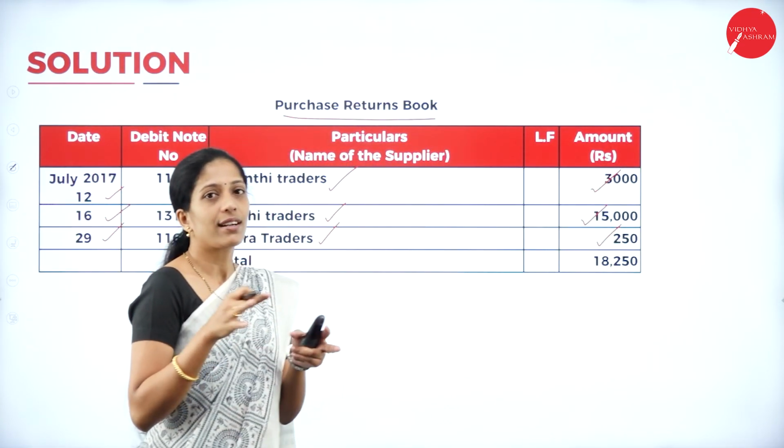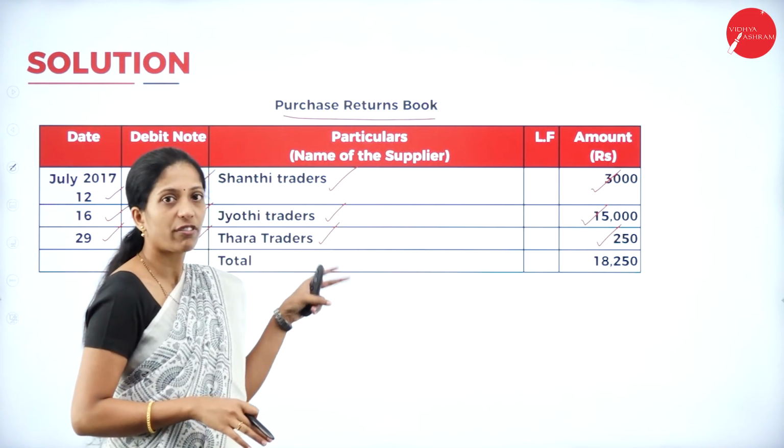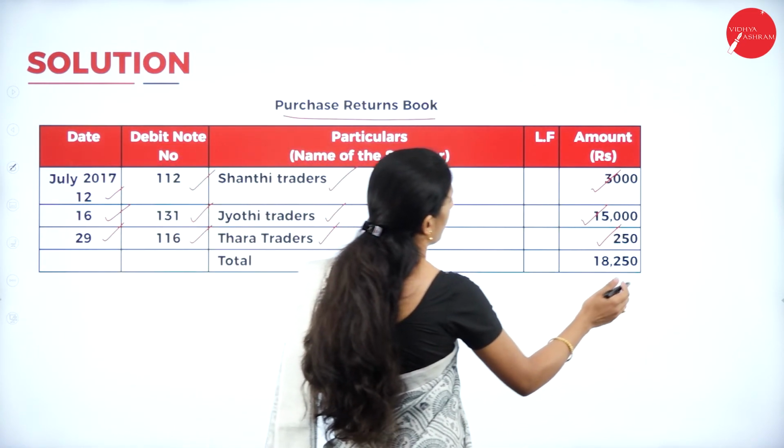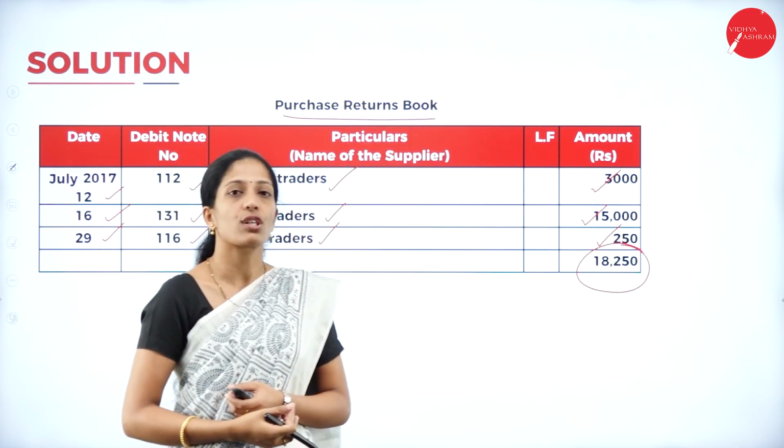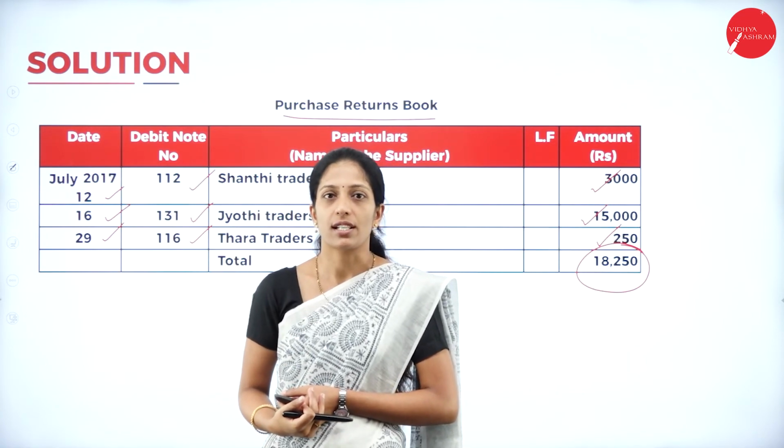Now what you have to do, we are done with all the entries, that is total of purchase returns book. So total all the amount so that you will get 18,250. So what is this 18,250? Balance of purchase returns book.